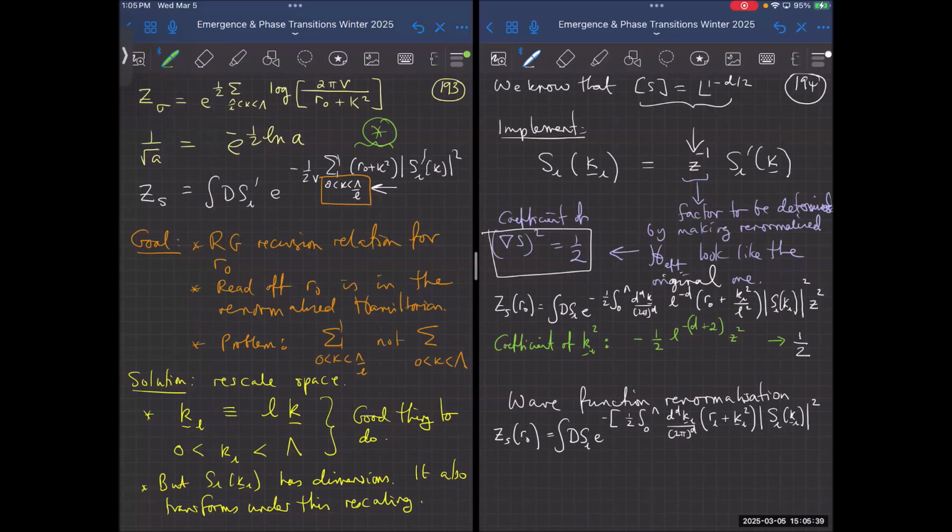And so I can read off from this that Z, this coefficient Z, has to be L to the power 1 plus d over 2. So when I say 1/2, it's got to be minus 1/2. So that's how I've determined what this renormalization constant is, which is called the wave function renormalization. So this is what Z is.